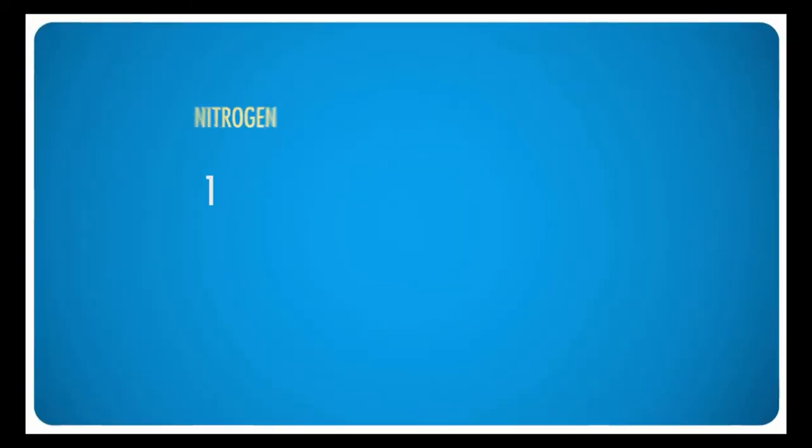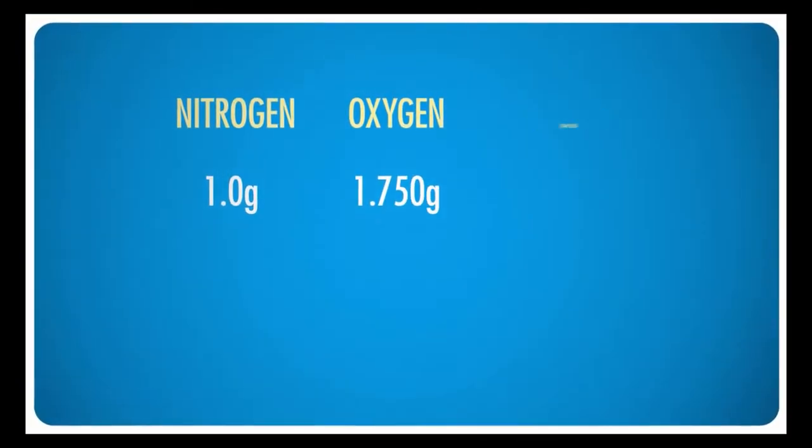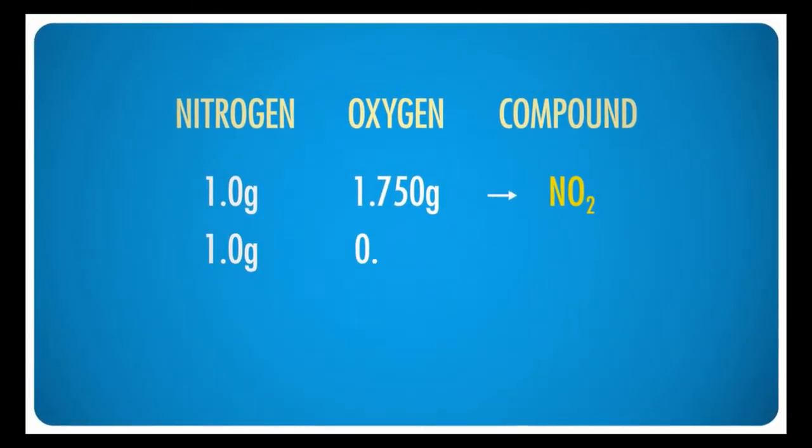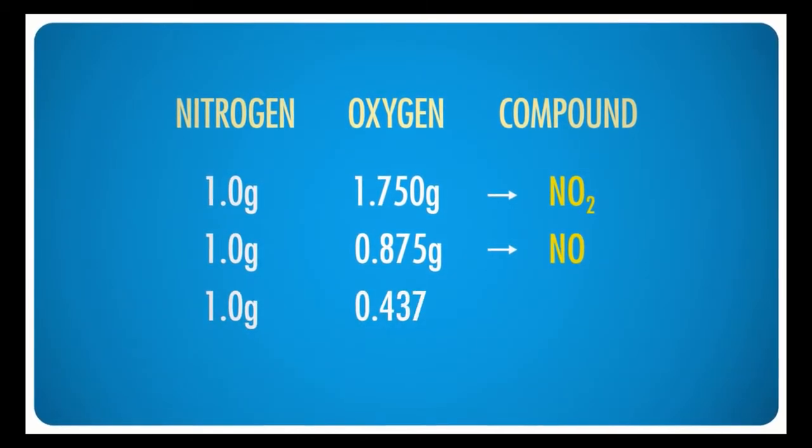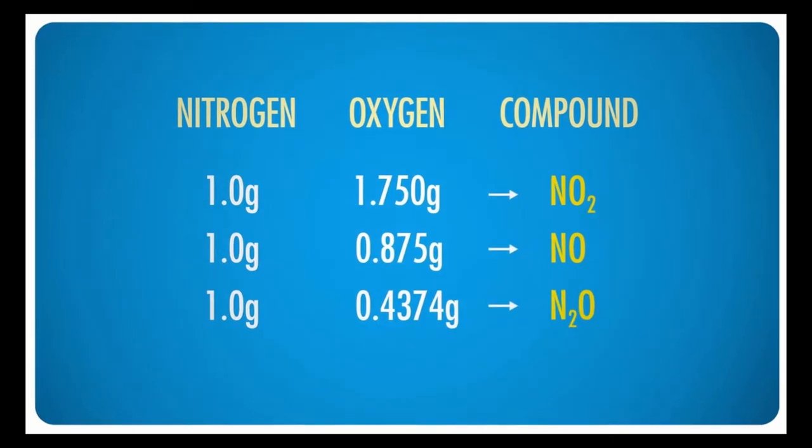When reacting nitrogen and oxygen and limiting to exactly 1 gram of nitrogen, 3 compounds formed. One compound consumed 1.750 grams of oxygen, another consumed 0.8750 grams, and another consumed 0.4374 grams. All of those numbers are relatable by small whole number ratios. Oxygen wasn't reacting with some ephemeral cloud of the idea of nitrogen.